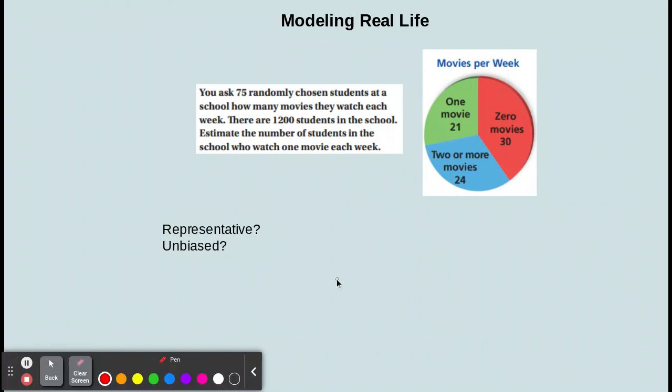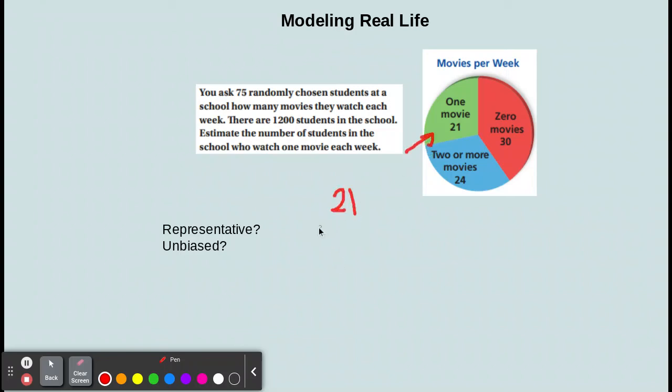Okay, so first of all, we have to ask ourselves, is our sample representative? And the answer is yes, because 1, we selected at random, and 2, our sample is fairly large. Okay, so our sample is representative and it is unbiased. So we can use these results here to estimate the number of students in the whole school who watch one movie a week. But based on our sample here, how many watch one movie a week? That would be 21, right?